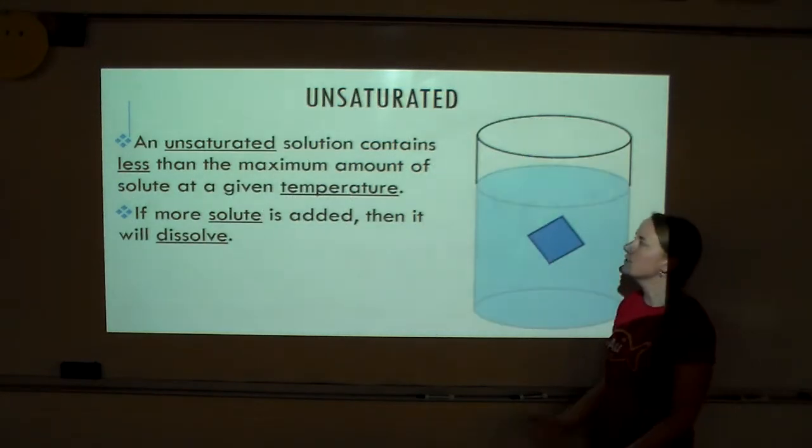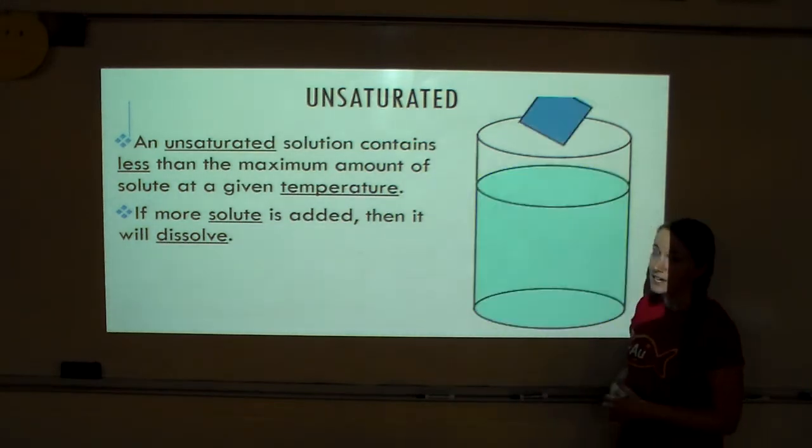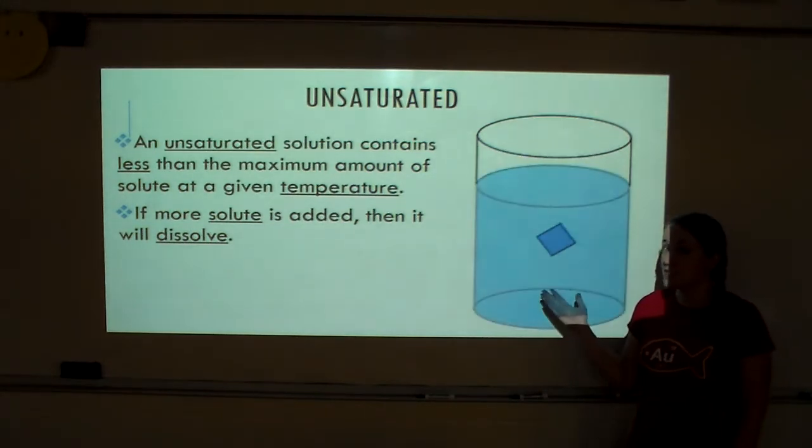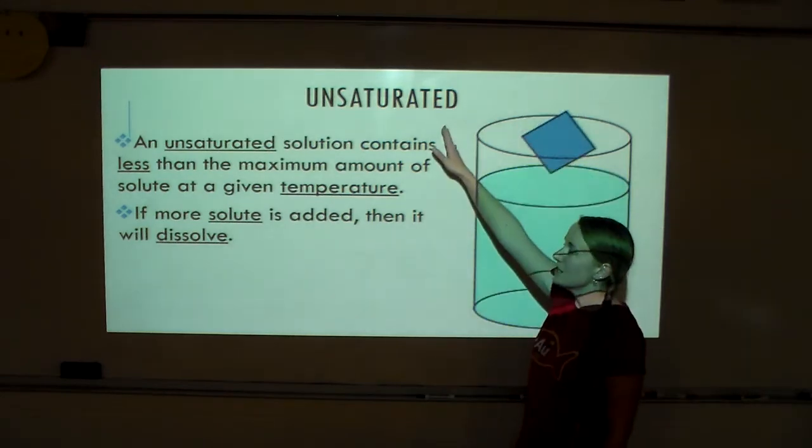So let's talk about some different types of solutions. And again, y'all, this is probably review. You should have learned this in physical science. Okay, I have the same pictures on my physical science PowerPoints that I have on my chemistry ones. All right. So, first is unsaturated.